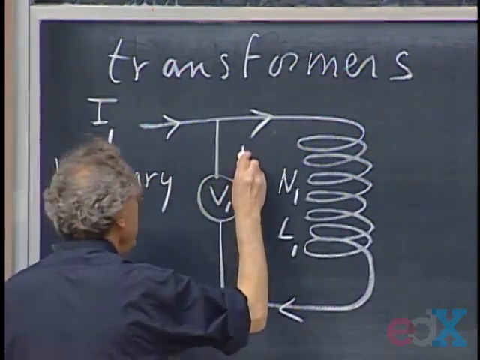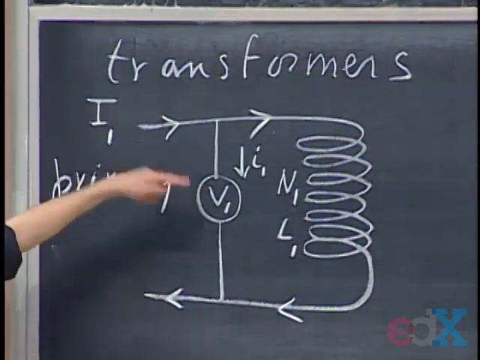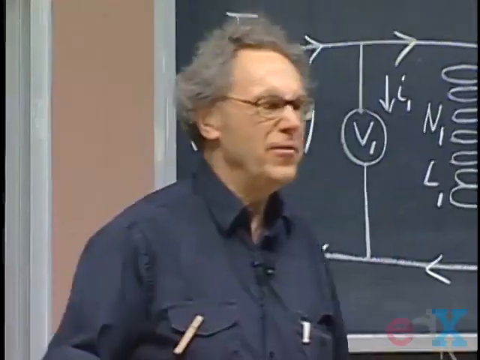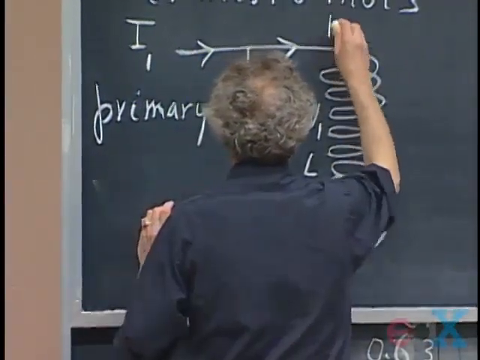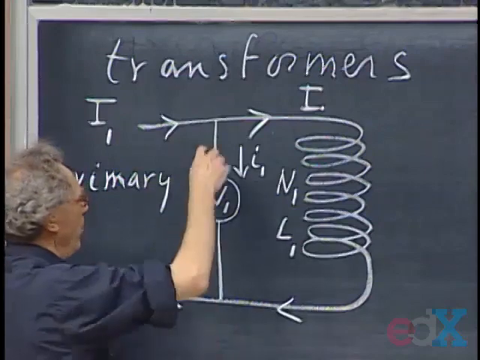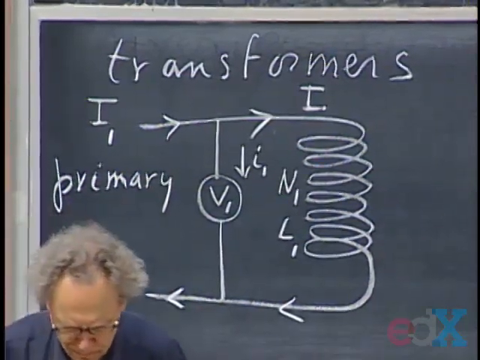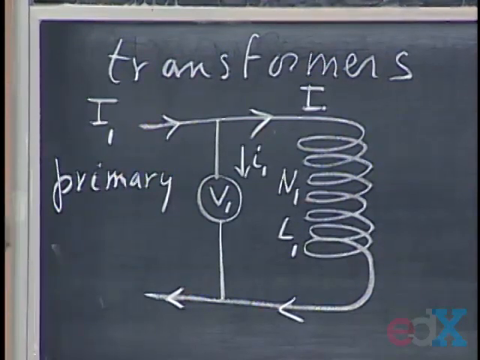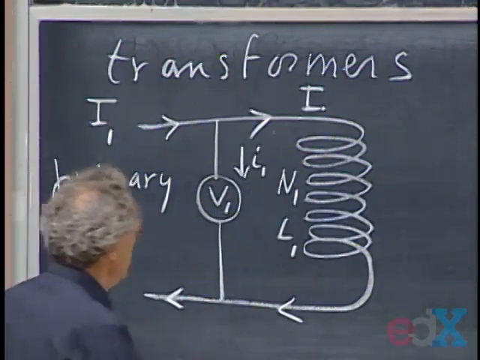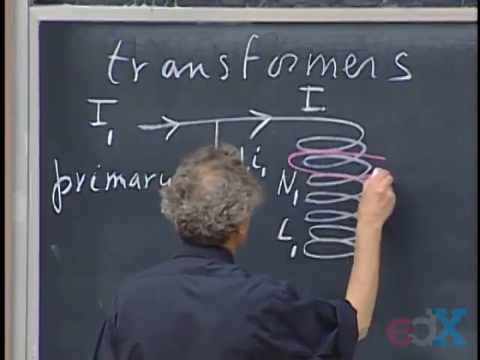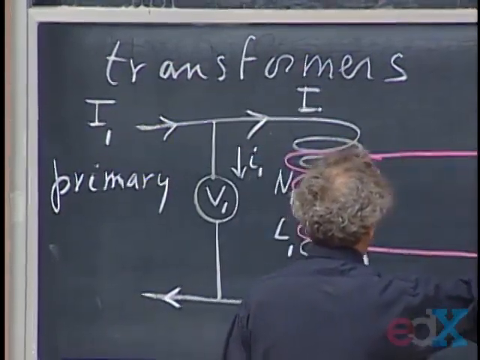And there is a teeny weeny little current, I put a little I there, running through this voltmeter. Insignificantly small, so I just call this also I1, because this I1 is so small, but it allows me to always monitor V1. So that's the primary. Now we have a secondary, which is wound in such a way that there is a magnetic flux coupling between the two.